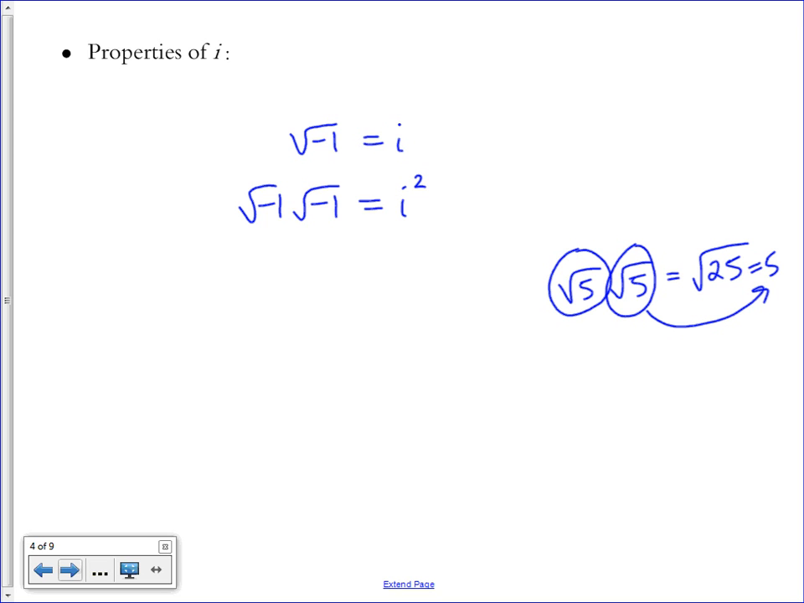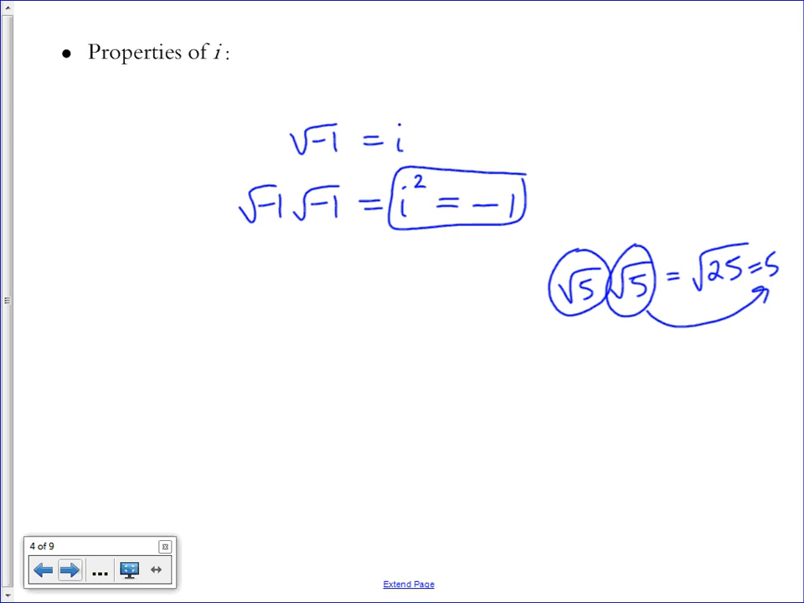So when you multiply a radical by itself, it ends up just being the radicand from the original one. So i squared is the same as saying root negative 1 times root negative 1, which of course is just negative 1. This equivalence is going to end up being very important. i squared is the number negative 1. So even though i is an imaginary number, i squared becomes a real number again.